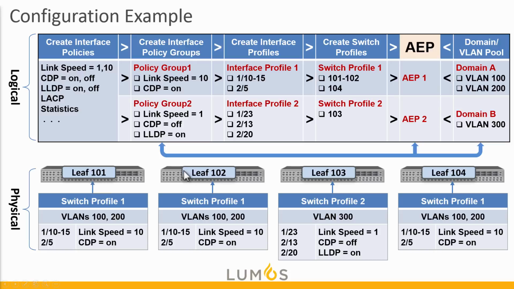And note that leaf 101, 102, and 104 all have interfaces E1/10 through 15 and E2/5, and they all have the same VLANs with the same link speed, 10 gig, and CDP on. And then a separate switch profile 2 with VLAN 300 applied to ports 1/23, 2/13, and 2/20, link speed of 1 gig, CDP off, and LLDP on. So the more you create similar configurations, the more granular or scalable your fabric access policies and the entities that you create there can be, and the more reusable they can be.